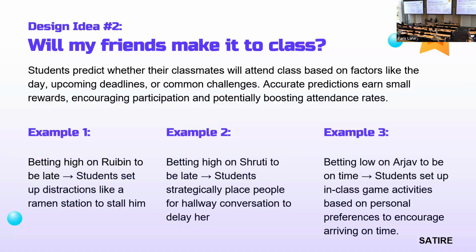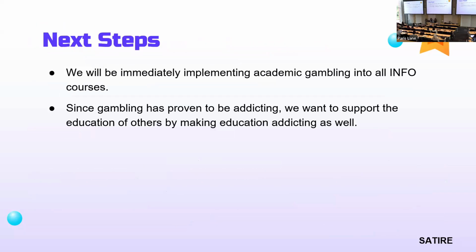And in the last example, I would bet low on Arjav to be on time because I know he's a night owl and would probably be late. So this would help him prove me wrong and come to class on time. In our next steps, we would definitely be implementing the gambling addiction, gamification stuff of education into the info courses because we know gambling is addictive and we want to help everybody with their education by making education addicting as well. Thank you. By the way, this is a satire, okay?